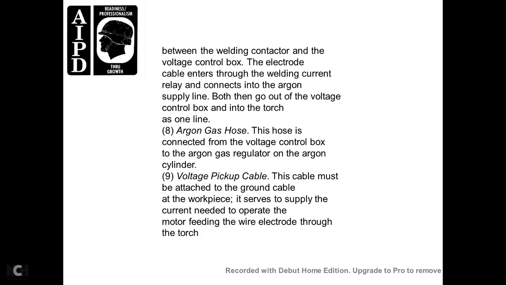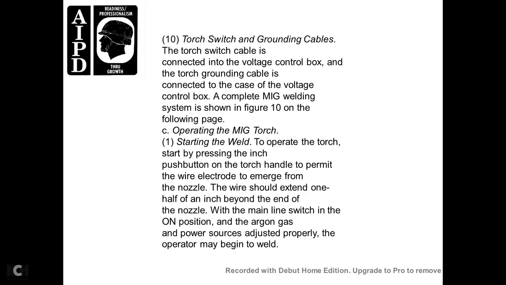9. The voltage pickup cable. The cable must be attached to the ground cable at the workpiece, to supply the current needed to operate the motor feeding the wire electrode through the torch. 10. The torch switch cable and the torch ground cable. The torch switch cable is connected to the voltage control box. The torch ground cable is connected to the case of the voltage control box. The complete MIG welding system is shown in figure 10 on the following page.